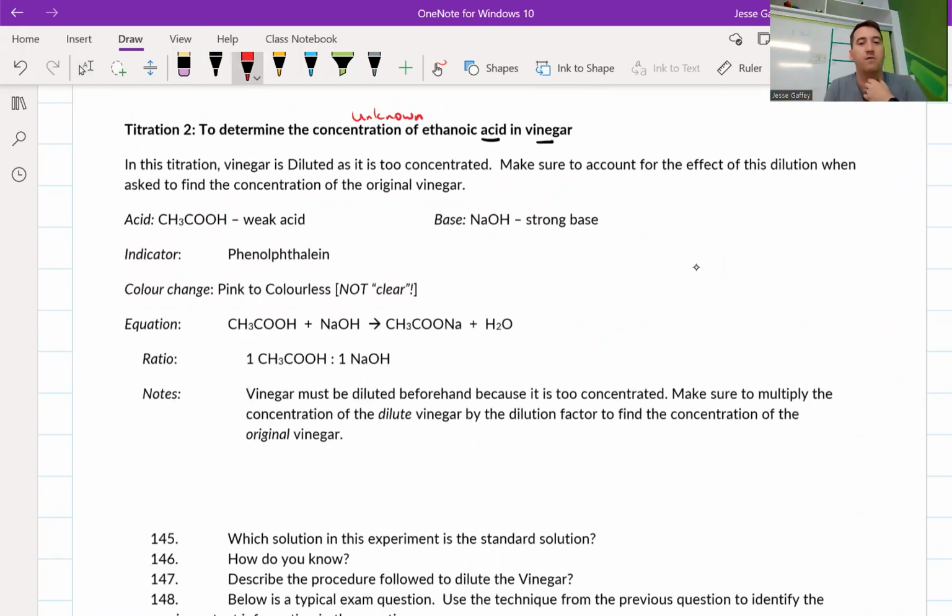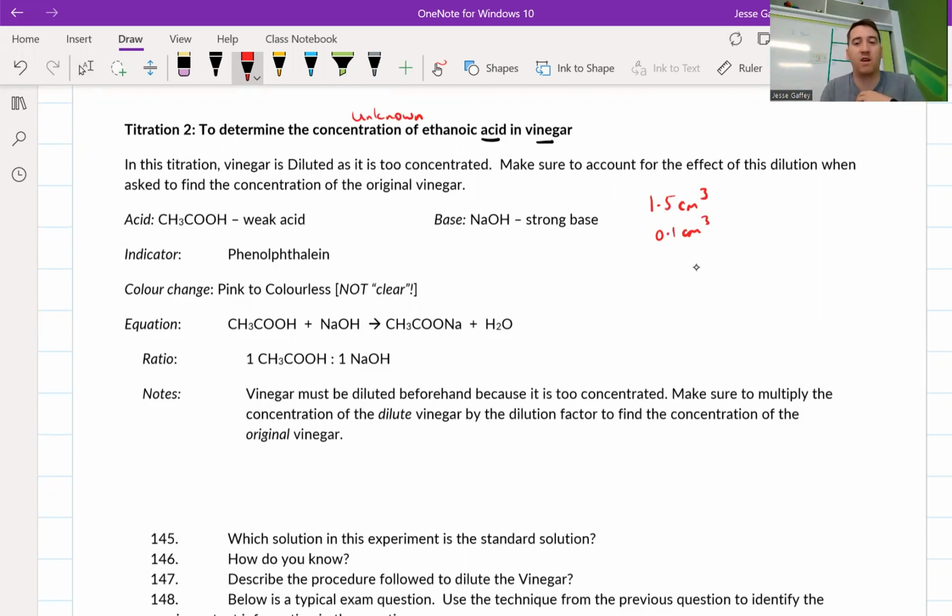Right, in this titration, vinegar is diluted as it's too concentrated. Why should we dilute vinegar? Well, if we use the original vinegar, we'll end up getting a titration value of, say, something like 1.5 cm cubed. Now, during titration, everyone can make an error where they don't stop at the exact endpoint. So let's say you stop at the endpoint, but you're approximately 0.1 cm cubed out. 0.1 cm cubed out of 1.5 is quite a big error. It's about 7-8%.